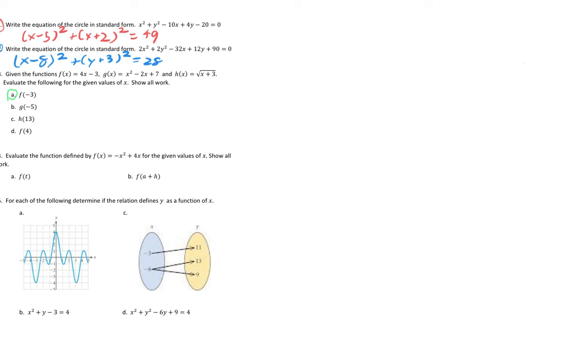Alright, so now looking at 13, we're given the functions f of x is equal to 4x minus 3, g of x is equal to x squared minus 2x plus 7, and h of x is equal to square root of x plus 3. I want to evaluate the following at the given values of x, show all work. So it wants us to know what f of negative 3 is, right? So first we're going to write what f of x is equal to: 4x minus 3.